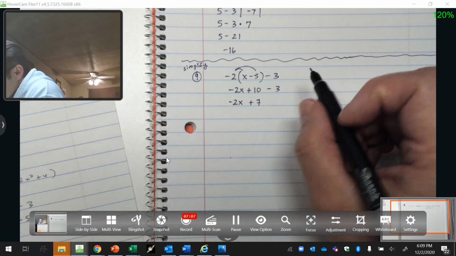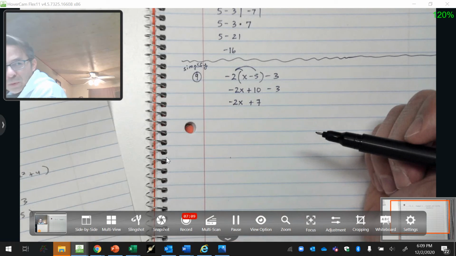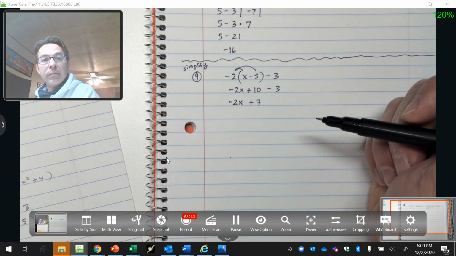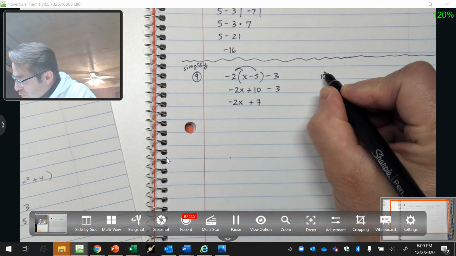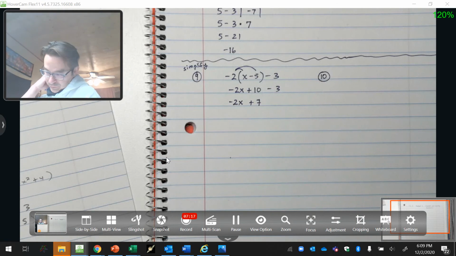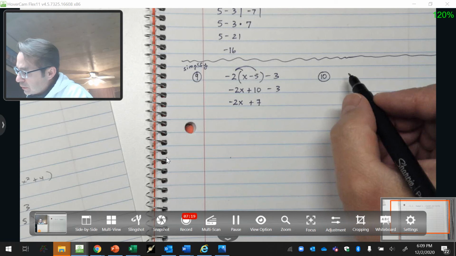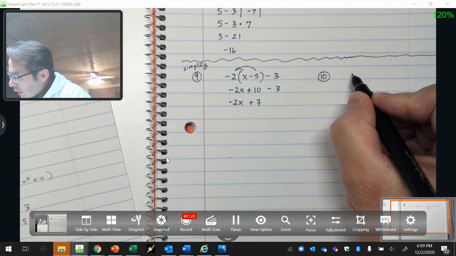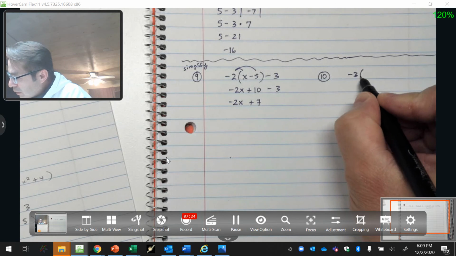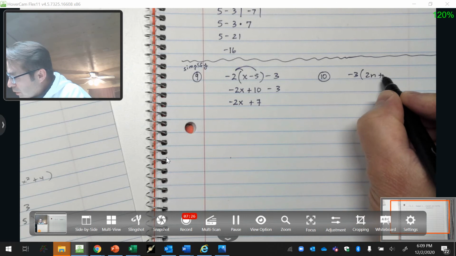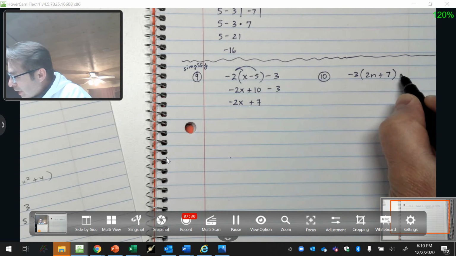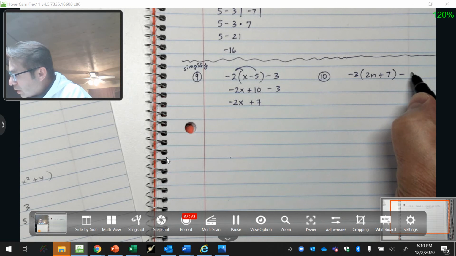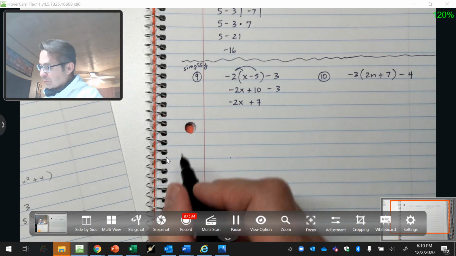So, just 2 steps. Step 1, distribute. Step 2, combine like terms. Number 10. Your turn. Let's have you go negative 3 times 2n plus 7 minus 4. Bam.